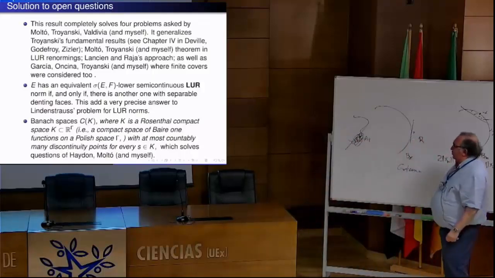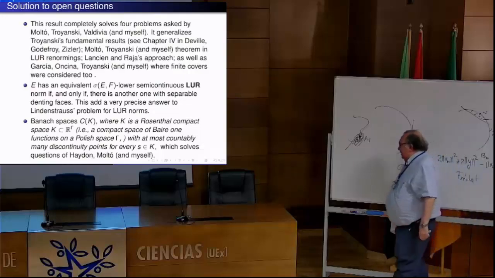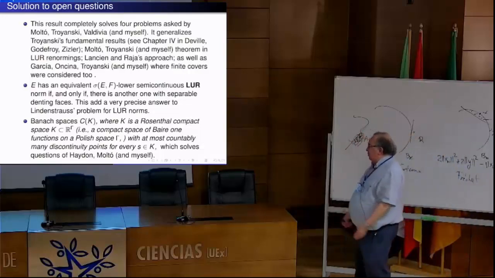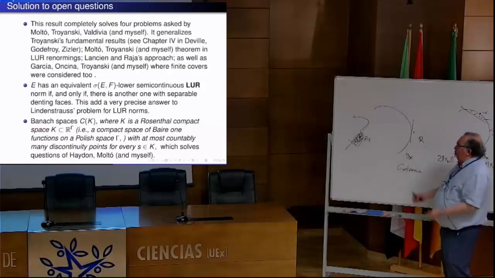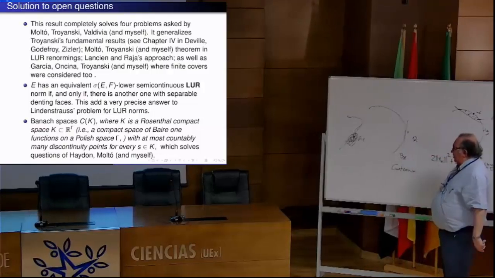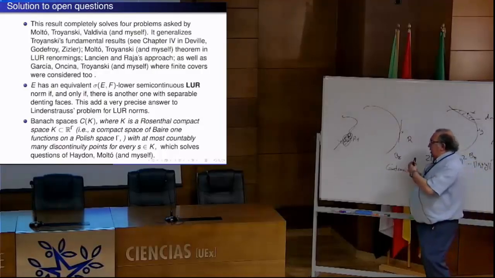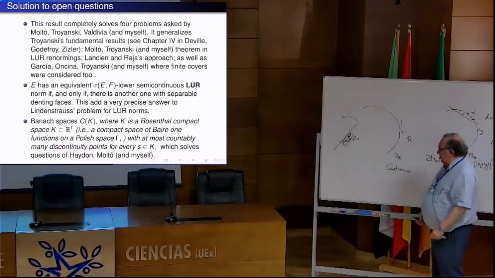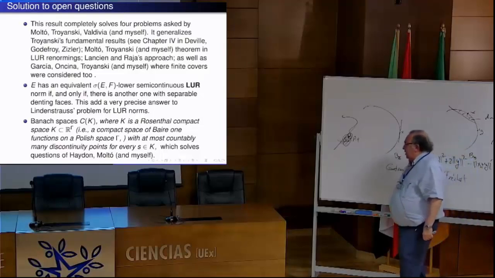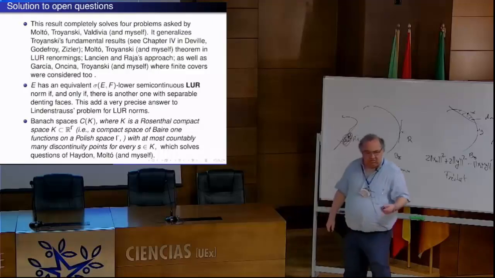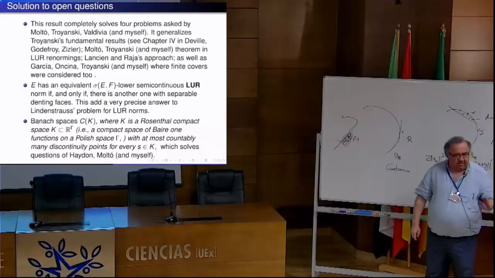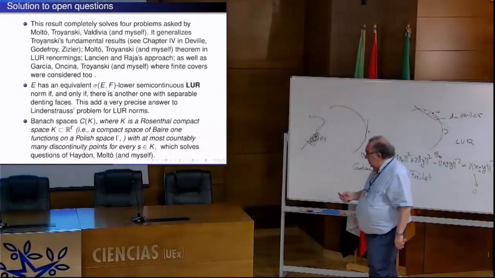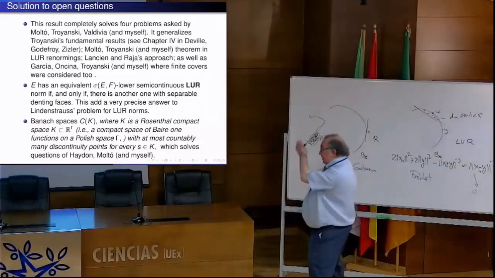Banach spaces C(K), where K is a Rosenthal compact. A Rosenthal compact, remember, is a compact space of Baire-1 functions on a Polish space gamma, with at most countably many discontinuity points for every point of the compact. This is also LUR-renormable, and this solves a question of Haydon, Molto, and myself, because we did it for separable spaces only. So this is what we have.